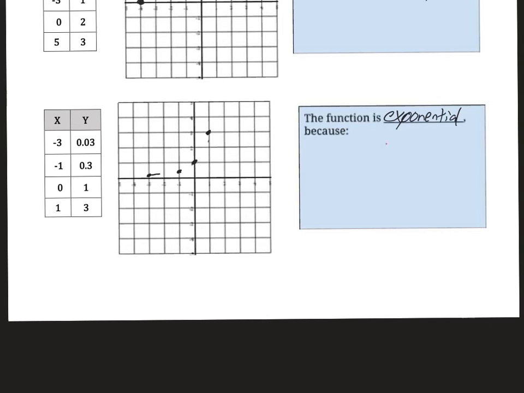If I were to connect these together, it looks like it shoots up, right? So that tells me if it's going up, it kind of almost makes an L shape. It's considered exponential because it makes an L shape. So as soon as you see an L shape, you know it has to be exponential.